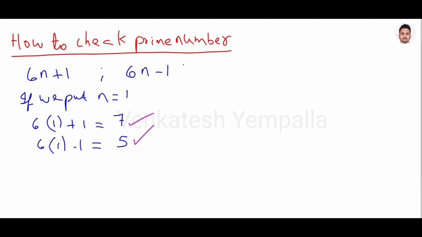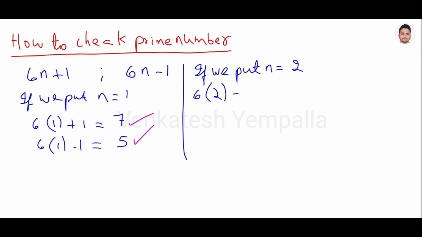If we put n equals 2, then 6 into 2 plus 1. 6 twos are 12, 12 plus 1 is 13. 13 is a prime number. Next, we'll check the second formula. 6 into 2 is 12, 12 minus 1 is 11. 11 is also a prime number.